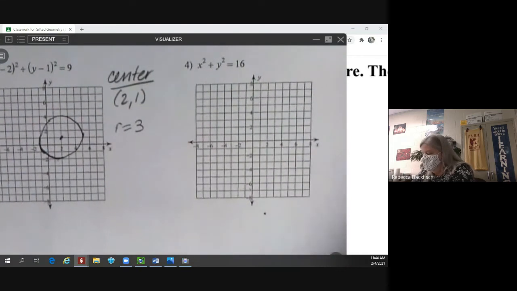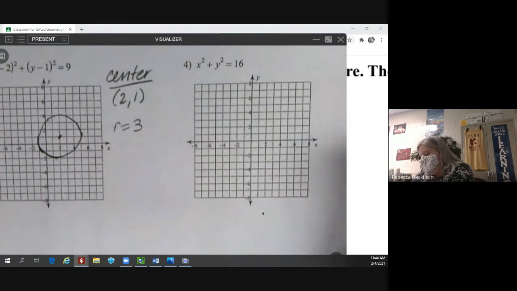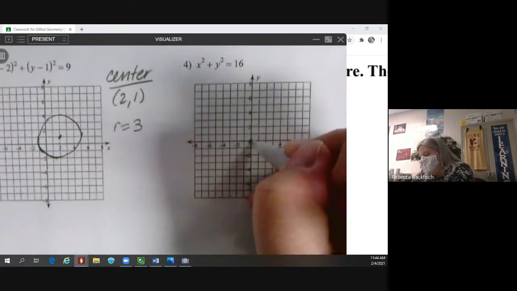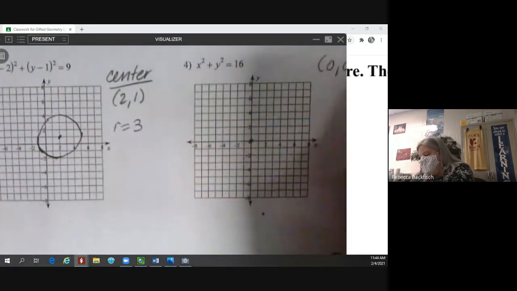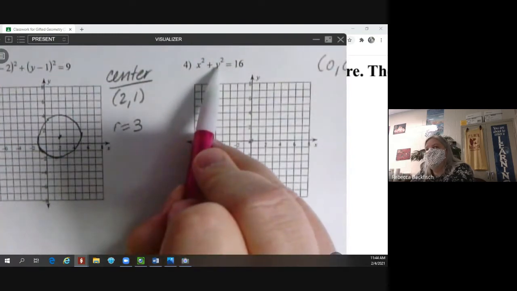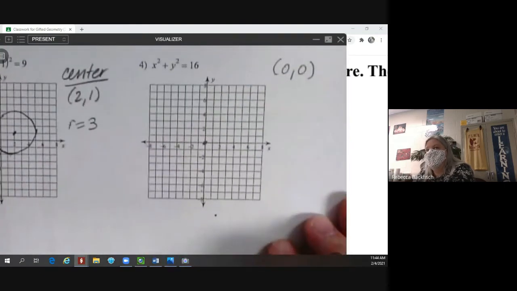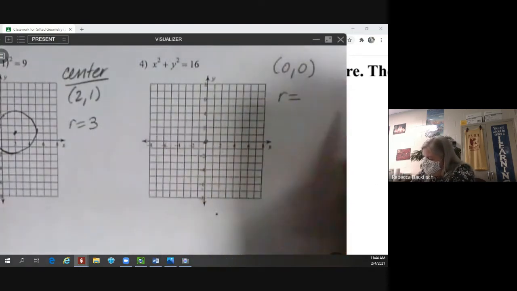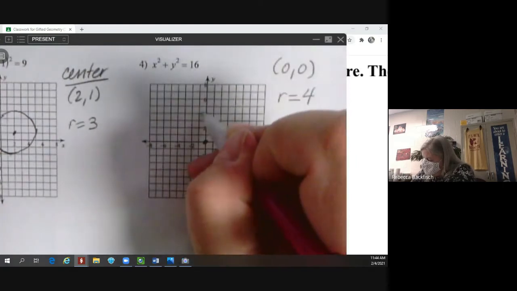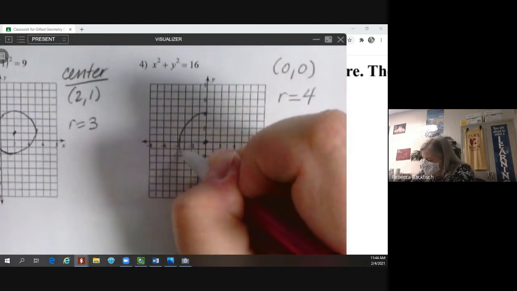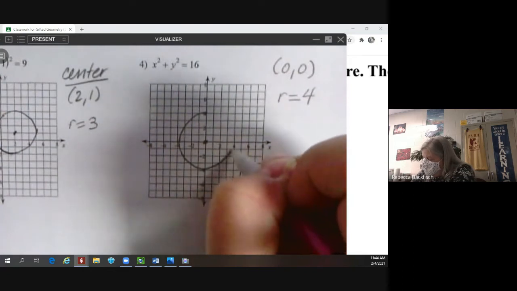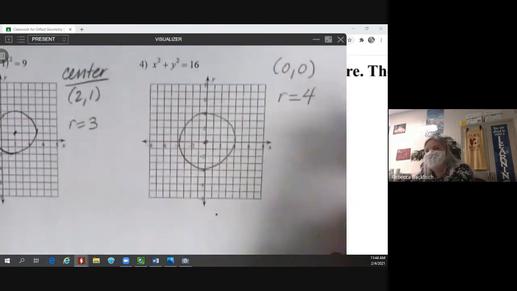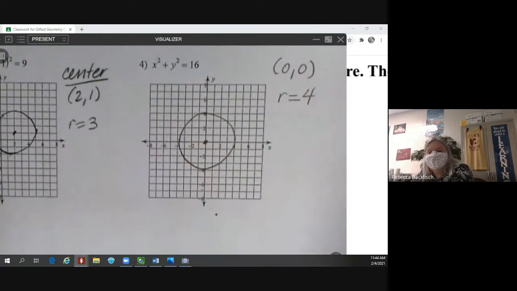Where's the center on number 4? It's at the origin, 0, 0. This is x minus 0, and this is y minus 0. Okay, so my center is at the origin, and my radius is what? 4. So I'm going to go here. And there we go. Questions on either of those?